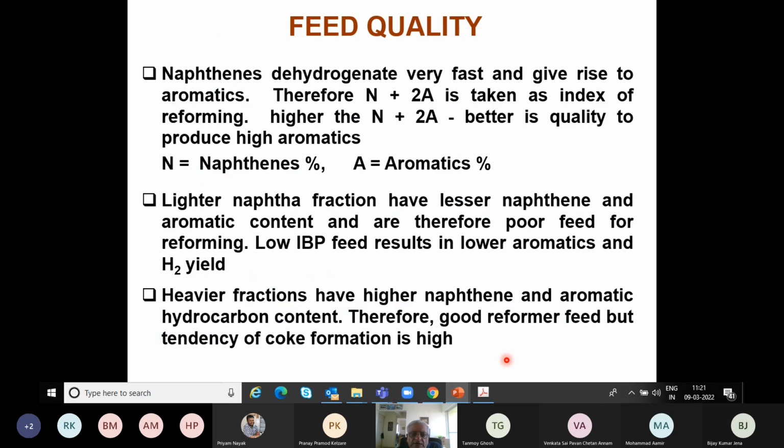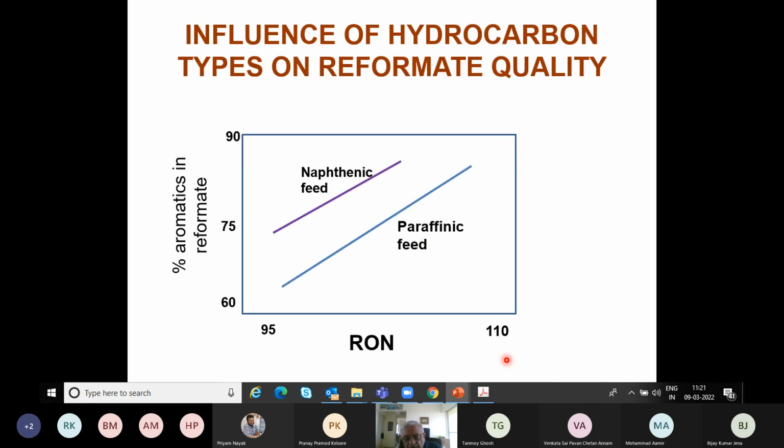As far as feed quality is concerned, we have had a lot of discussion about that earlier. Basically, the lighter feeds do not have either naphthenes or aromatics, so they are poor feeds for reforming. But the heavier fractions actually make a lot of sense, because not only they have aromatics, but there's significant quantity of naphthenes. Both are good in terms of N+2A.